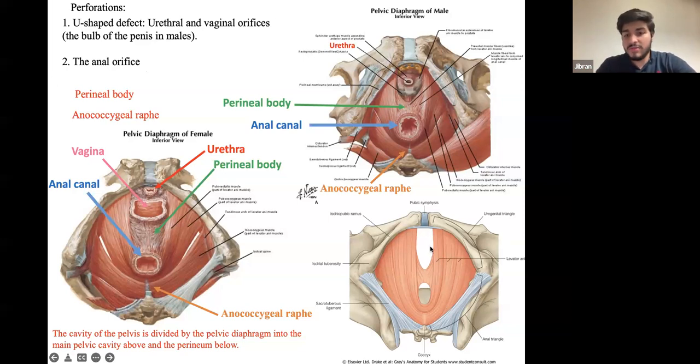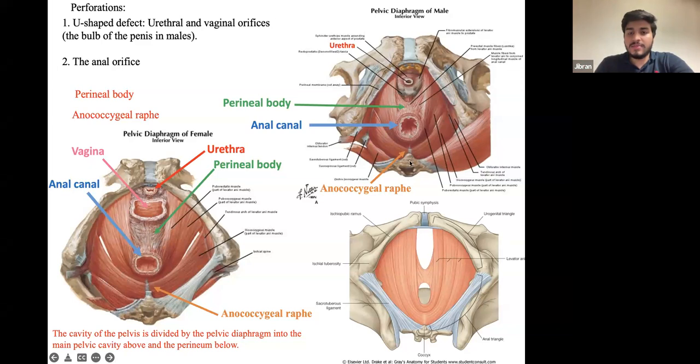So you have the 2 deformities. One is a U-shaped deformity, and the other is the circular one. The U-shaped deformity is for the urogenital organs, and the smaller circular deformity is for the anus. They've shown here the female and the male. For the female, you have the urethra, the vagina, the perineal body, and the anal canal. We'll go over all of these in this lecture, and I'll try to make it as quick as I can.